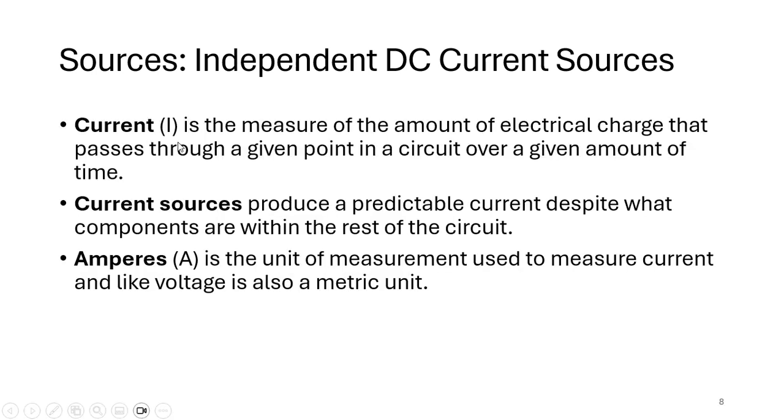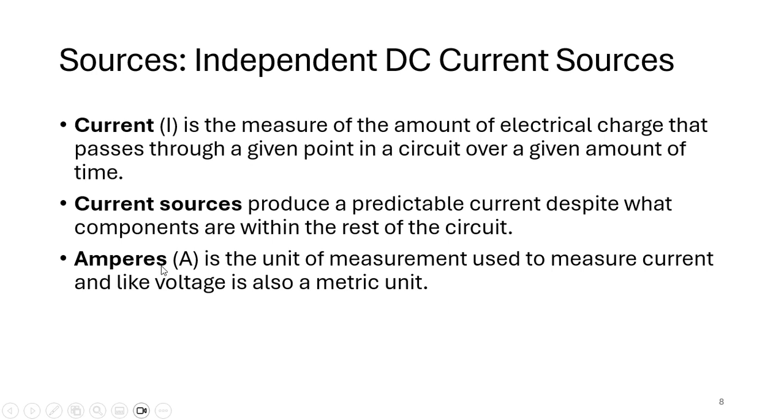So current, what is current? We typically use the letter I to represent current. Current is the measure of the amount of electric charge that passes through a given point in a circuit over a given amount of time. Okay. When it comes to current sources, they produce a predictable current despite what components are connected within the rest of the circuit.